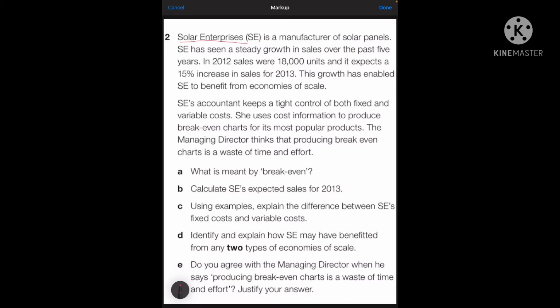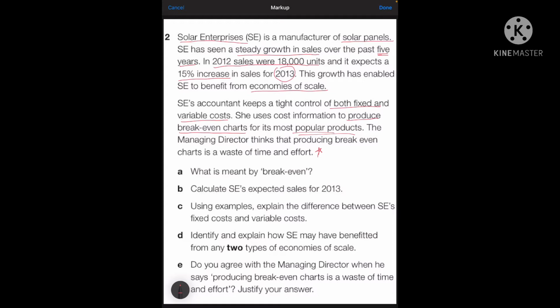So first of all, the name Solar Enterprises is a manufacturer of solar panels. They have seen a steady growth in sales in the past 5 years. In 2012, the sales were 18,000 units. There was a 15% increase in 2013, and this growth has enabled them to benefit from economies of scale. Then, SE's accountant keeps a tight control of both fixed and variable cost. This is another point. She uses cost information to produce break-even charts for their popular products. Then the managing director thinks that producing break-even charts is a waste of time and effort.